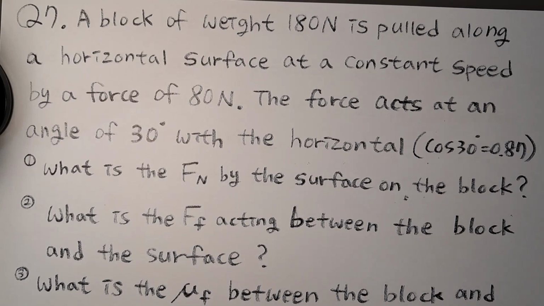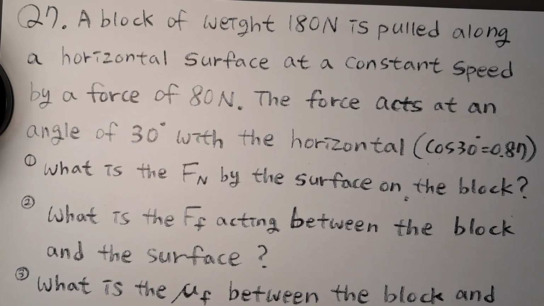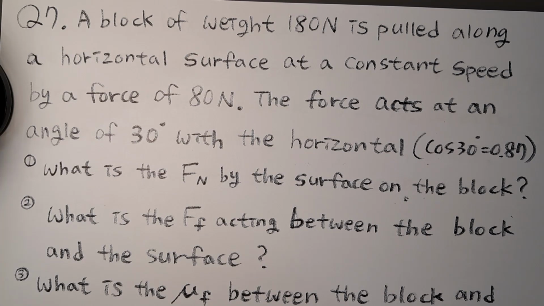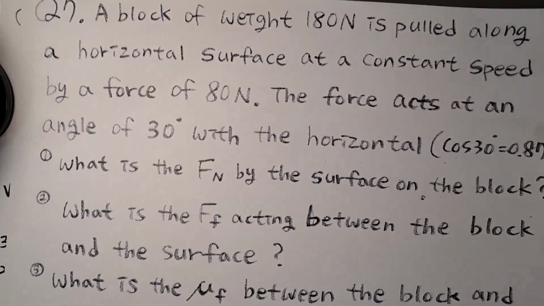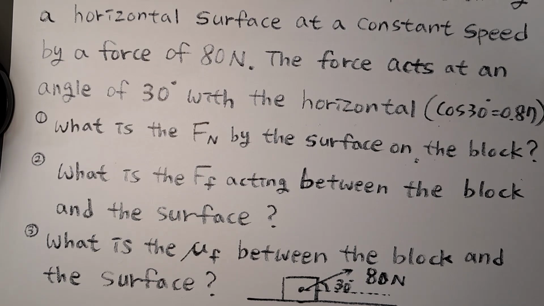A block of weight 180 Newton is pulled along a horizontal surface at a constant speed by a force of 8 Newton. The force acts at an angle of 30 degrees with the horizontal. What's the normal force by the surface on the block? What's the friction force acting between the block and the surface? What's the coefficient of friction between the block and the surface?